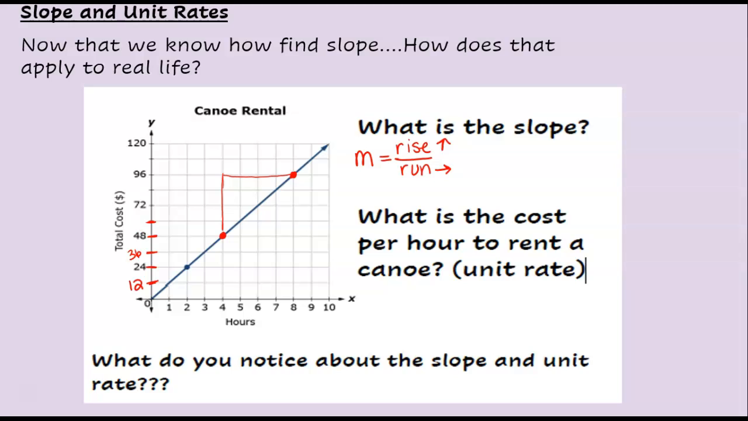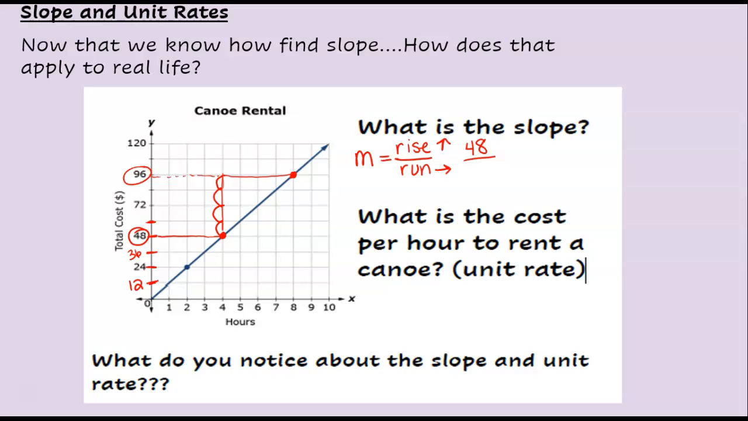So now if I know that each block represents 12, my rise is going to be 12, 24, 36, 48. So my rise is 48. Another way that I could see that, if that's a little bit hard to count, is when I come over here, I started at 48. After I was rising up, I ended up at 96. 96 minus 48 is 48.